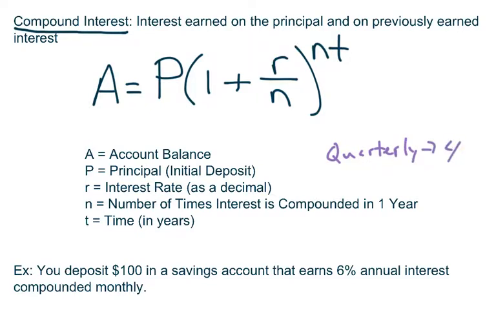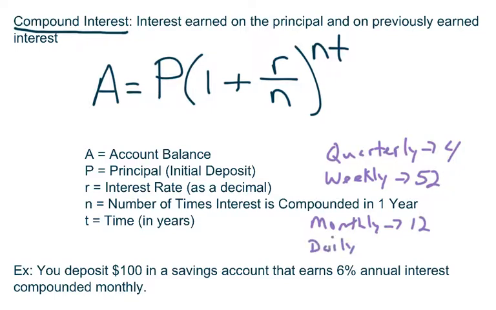Or if we said weekly, that's a really bad weekly. Let's try that one more time. Weekly, that would be 52, because there's 52 weeks in a year. If we said monthly, that would be 12, because there are 12 months in a year. And you might also see daily, that would be 365, because there's 365 days in a year. So those are going to be your most common N values, 4, 52, 12, and 365.